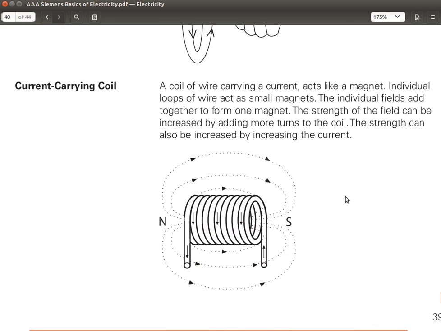Now, current carrying coil. A coil of wire carrying a current acts like a magnet. Individual loops of wire act as small magnets. So you wrap the wire in the form of a coil. In this case, you have a coil. Here, the strength of the field can be increased by adding more turns to the coil. The strength can be increased by increasing the current. So a coil of wire carrying a current behaves as a magnet.